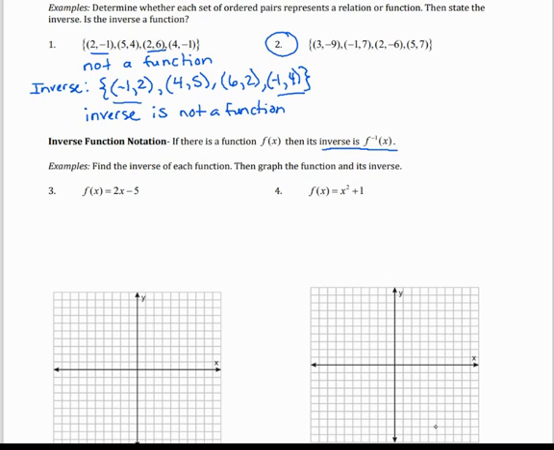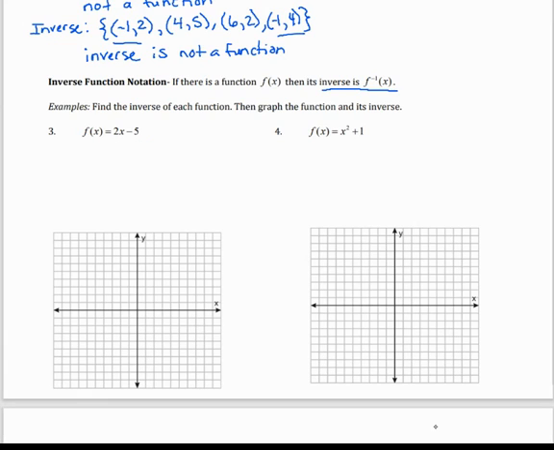So for these two problems, you're given equations and you're asked to find the inverse. Then you're asked to graph the function and the inverse. I'm going to do number 4 with you, since that one's a quadratic and a little bit more elaborate. And then I'll ask you to go back to number 3, and that one is a linear function.